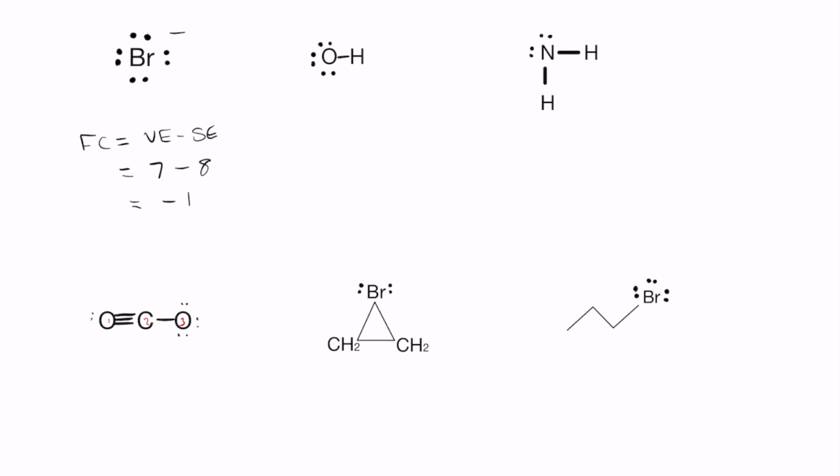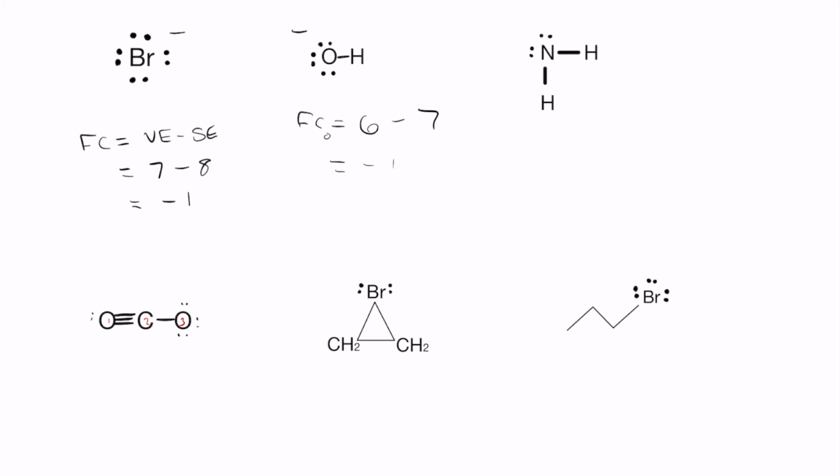What about example number 2? We can go ahead and calculate it for the oxygen. So the oxygen here has 6 valence electrons, and surrounding it right now, it has 1, 2, 3, 4, 5, 6, and 1 from the bond. So that is 7 surrounding electrons. 6 minus 7 is -1, and therefore this oxygen has a -1 charge.